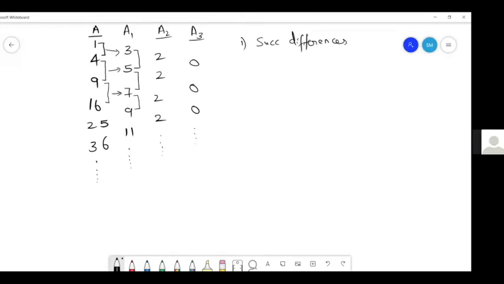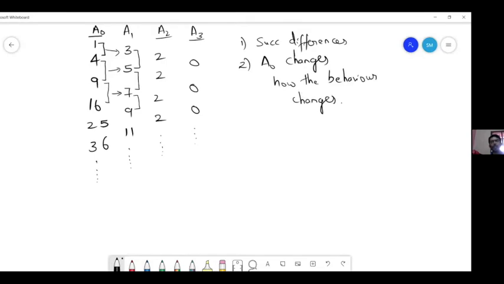Will it be same for any sequence or specific to this sequence? Only this sequence. Excellent. So this behavior, will it be the same for any starting sequence, or will it change? I'll call the starting sequence as A0. So if A0 changes, how will the behavior change? Very nice. Anything else that is coming to your mind?